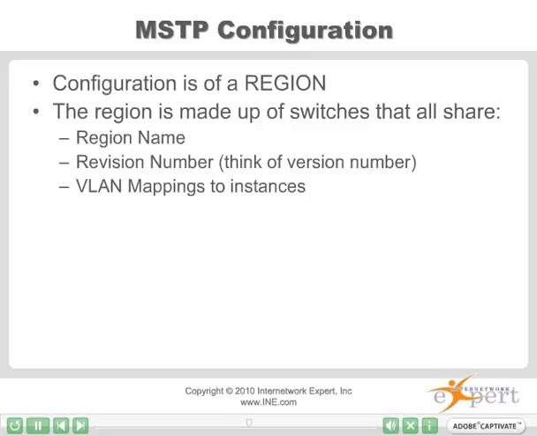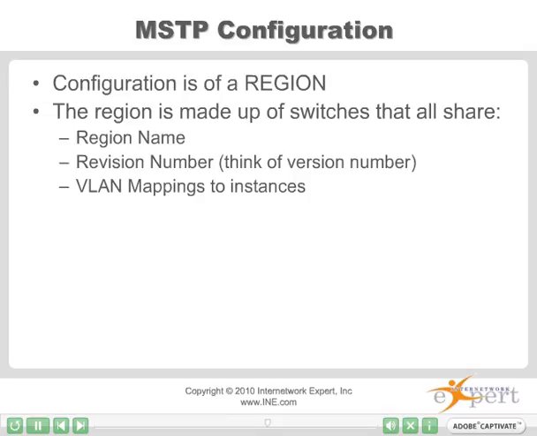The multiple spanning tree configuration involves your configuration of what we call a region. The region is going to be made up of all your switches sharing three pieces of information: a region name, a region revision number, and the VLAN mappings. What VLANs go with what particular multiple spanning tree protocol instance. And that's the official word from the RFCs. It's an instance of spanning tree.